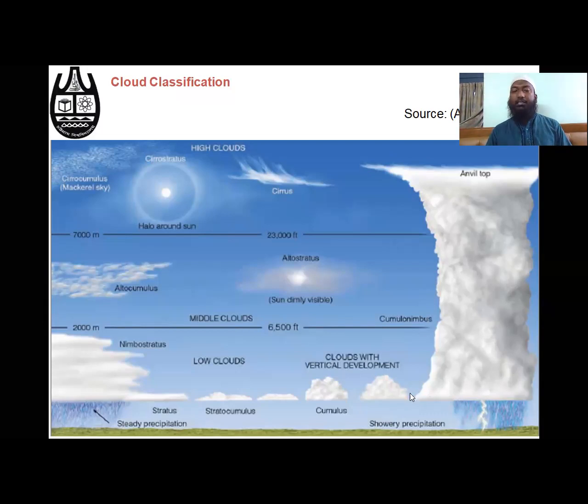But keep in mind that this height and this nature can also be different in different regions of the world, because of the temperature, for example, up to 2 kilometers the temperature of the tropical region might be like 15 degrees centigrade, or maybe 20 degrees centigrade.